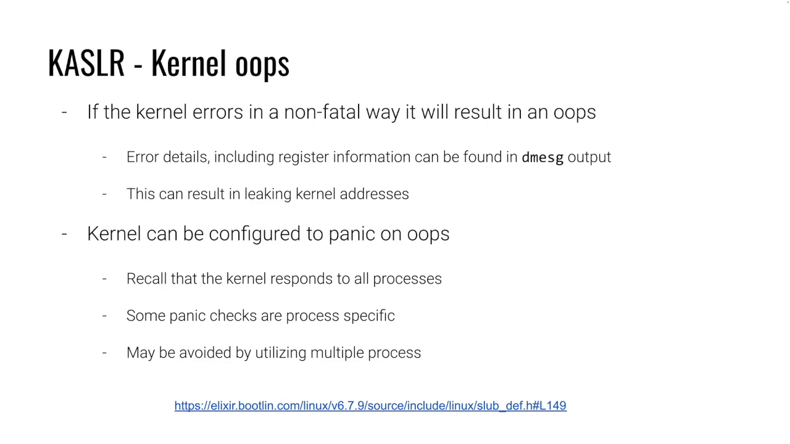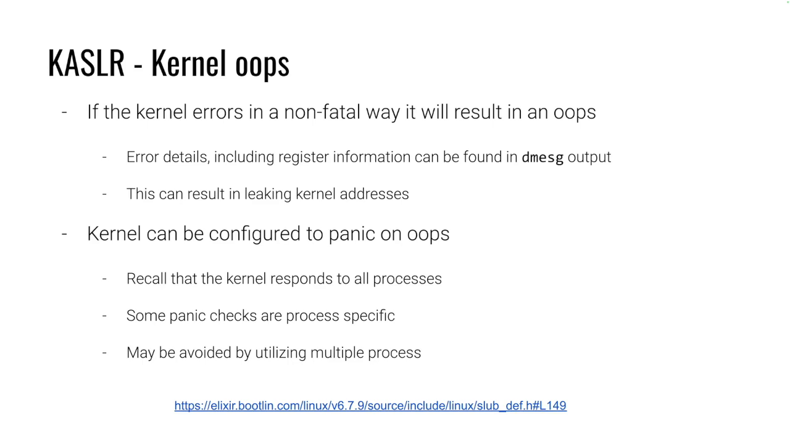Now, the kernel can be configured so that these non-fatal errors that typically output an oops will instead result in a kernel panic. In that type of scenario, it's a lot harder to get the kernel to leak kernel addresses because we no longer have this kind of oops mechanism to trigger that.